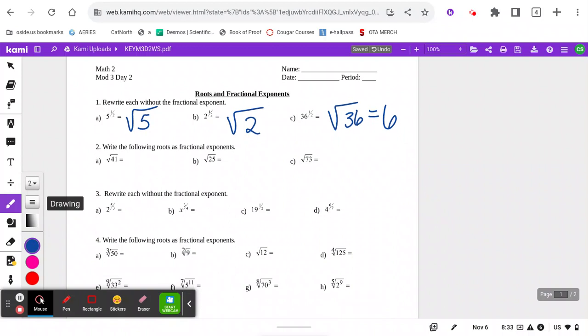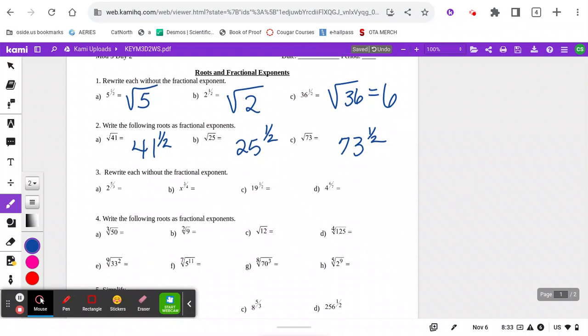All right, write the following roots as fractional exponents. Now we're going in reverse. So big base of 41, big base of 25, big base of 73, and you're just putting it to the power of the fractional exponent. So anything that's square rooted, power of 1/2, power of 1/2, power of 1/2.